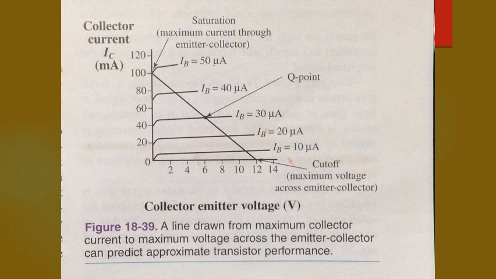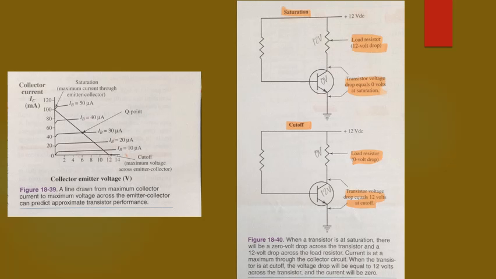Look at figure 18-39 on your screen now. The bottom line of the graph represents voltage across the emitter-collector of the transistor. The maximum voltage is equal to the supply voltage. See figure 18-40. When a transistor is not conducting, it is said to be at cutoff. In this condition, it is similar to an open switch. The full applied voltage can be read across the emitter-collector circuit.